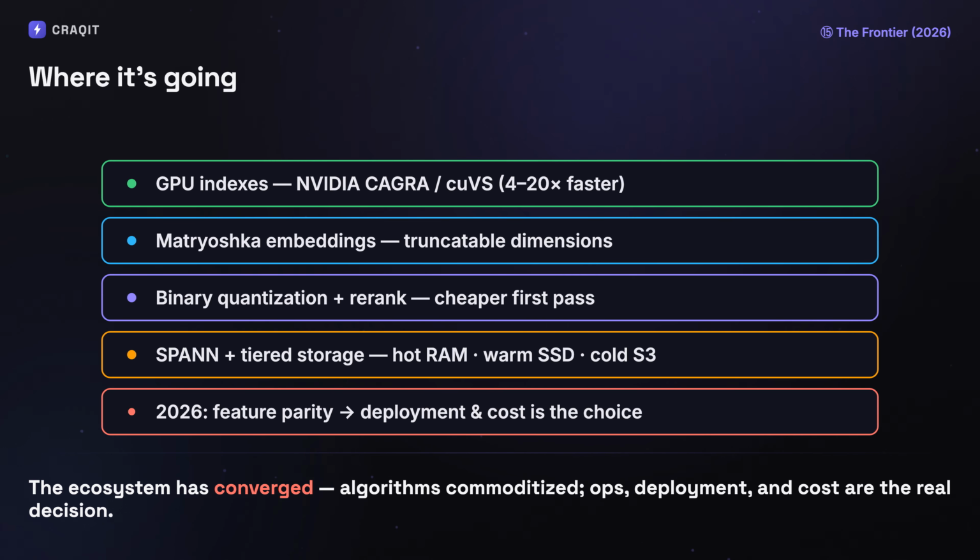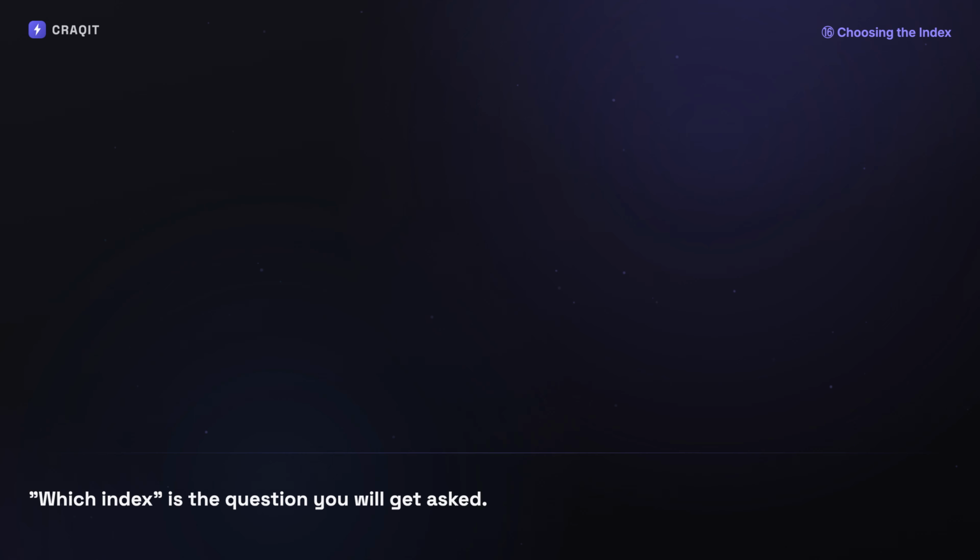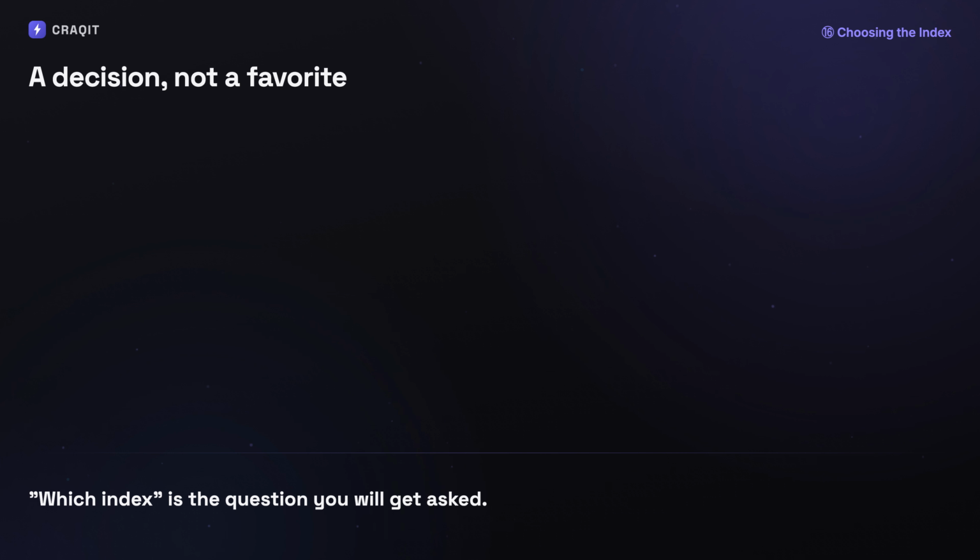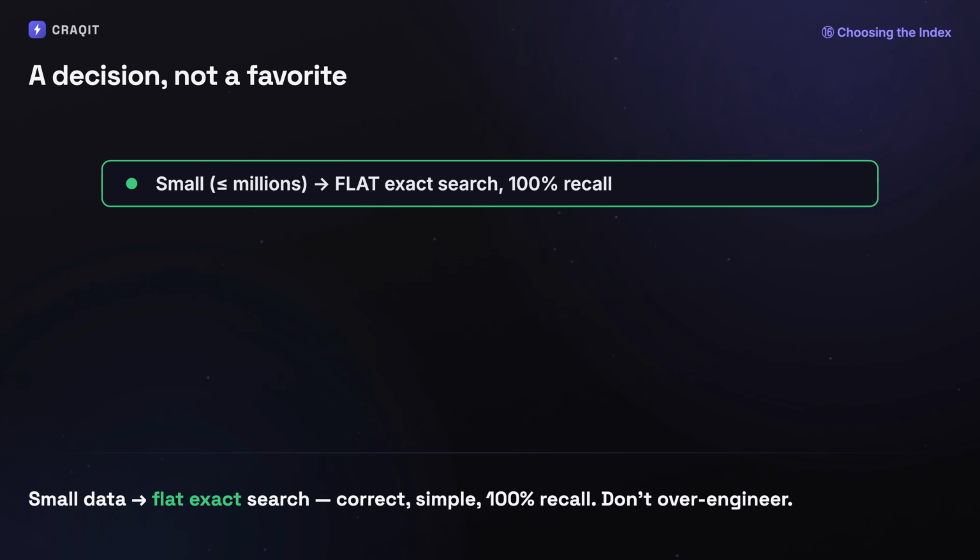That reframing, that the algorithms have commoditized and the operations are the differentiator, is exactly the kind of thing a staff engineer says. Let's make this a decision you can defend, because which index is the question you will get asked. Small data, tens of thousands, even low millions: flat, exact search, and don't apologize for it. It's correct, simple, and the recall is a perfect 100%.